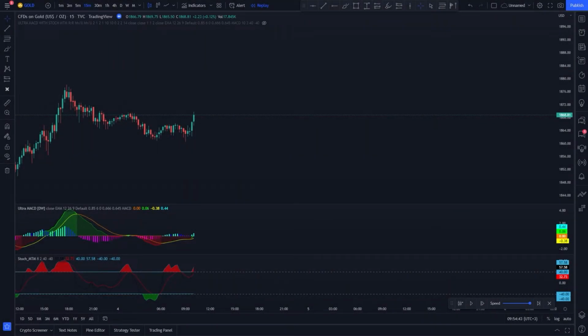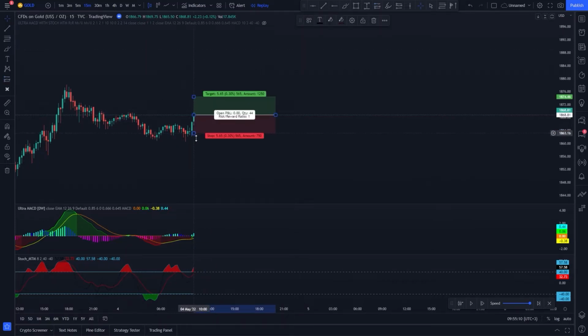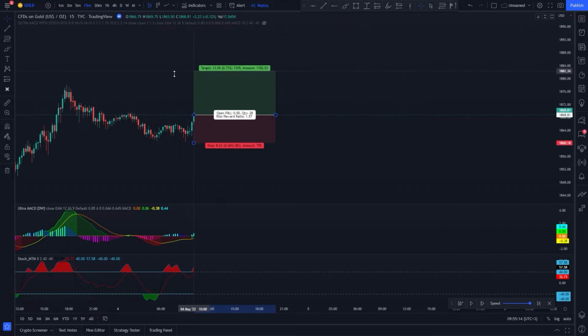For a long signal to be valid, the stochastic momentum indicator must give us signals of overbought, and the market must form a bullish candle. The Ultra MACD indicator should be above the zero level and blue in color. Then we can go ahead and take a long position. Our stop loss must be under the recent lower low, and the risk to reward ratio will be 2.